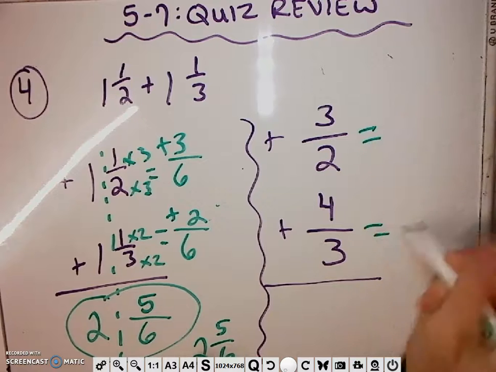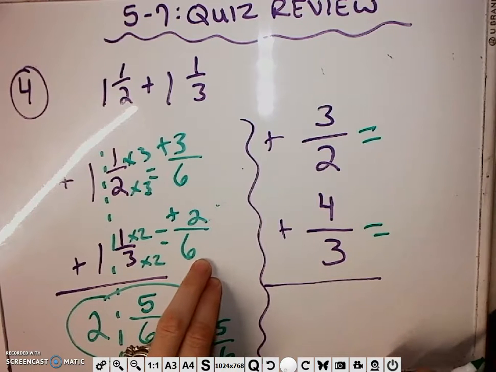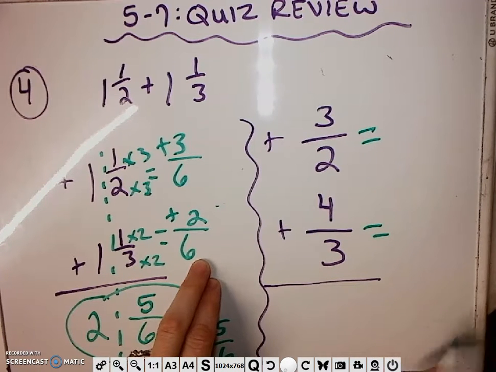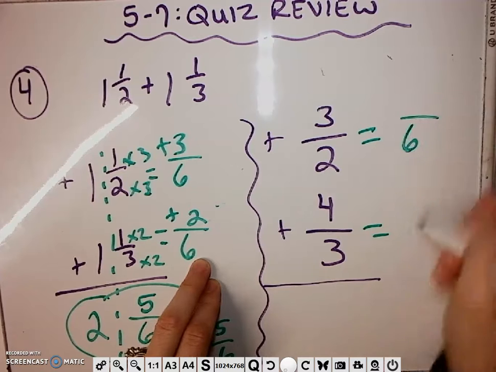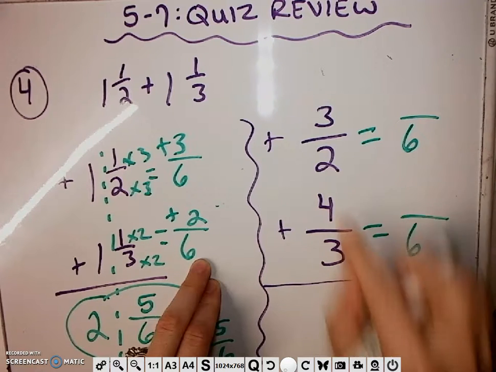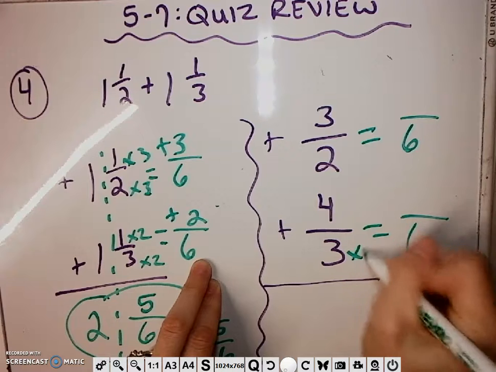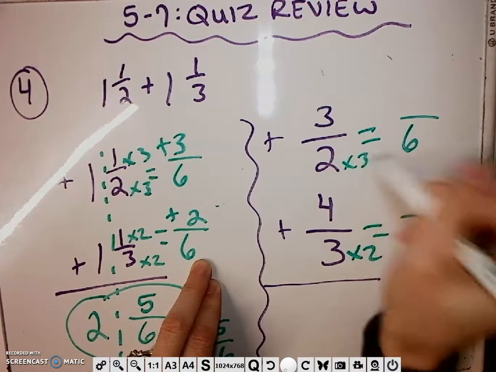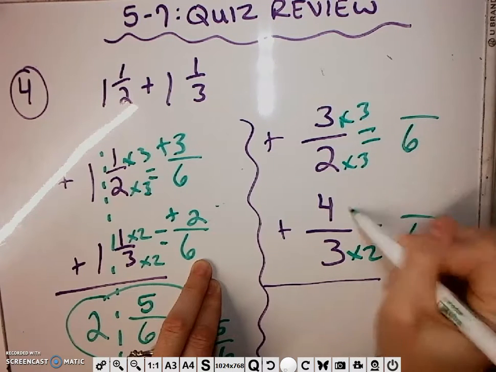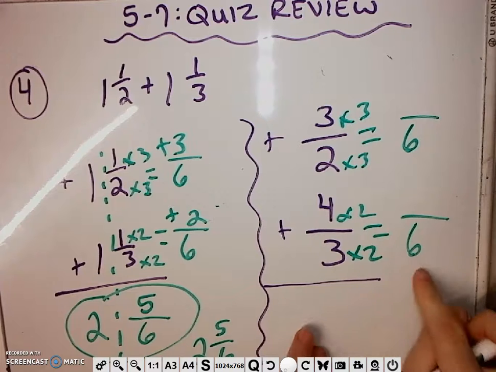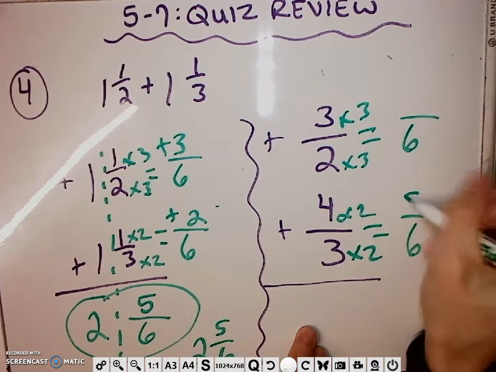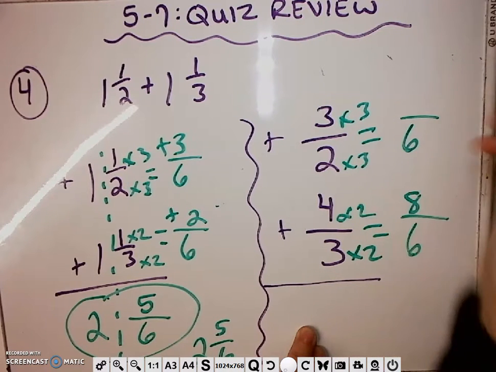I have to have a common denominator. I cannot add these together without a common denominator when I'm adding and subtracting, you guys. So 6 is going to be my common denominator. 3 and 2 have 6 as the LCM. So 3 times 2 gives me 6. 2 times 3 here, times 3 times 2, right? So if 3 times 2 is 6, 4 times 2 gives me 8. 2 times 3 is 6, 3 times 3 is 9.